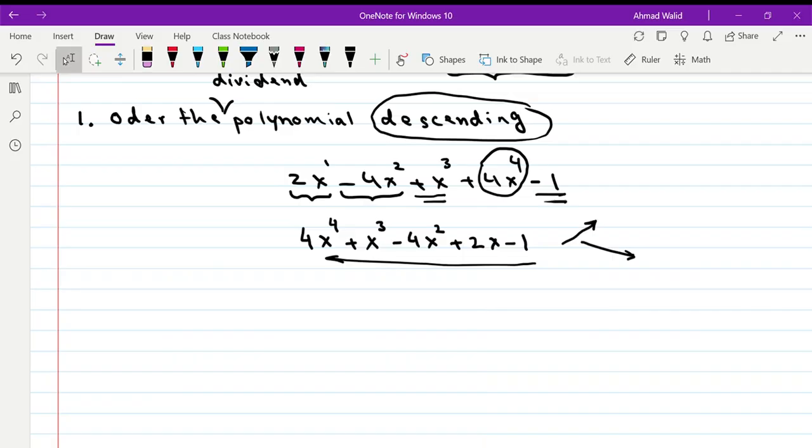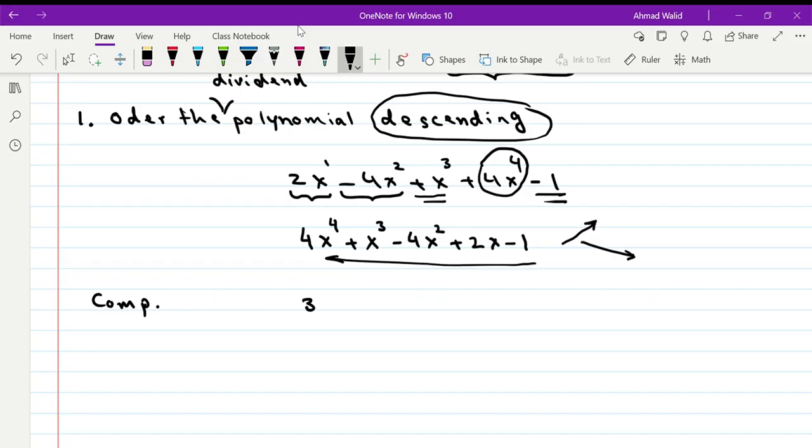Also, in step 1, if your dividend polynomial is incomplete, complete the polynomial, which is not mentioned in your book, correct? Complete your polynomial. How? I'll do an example here.